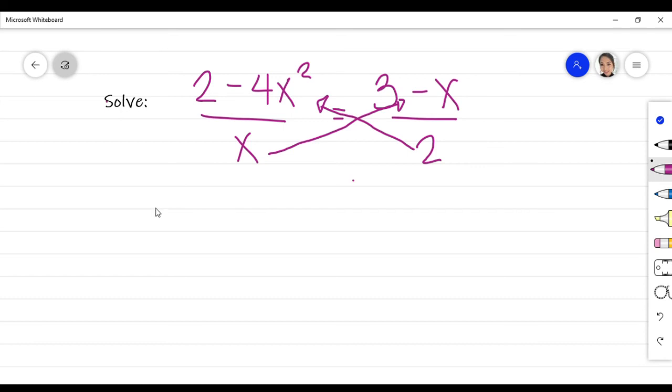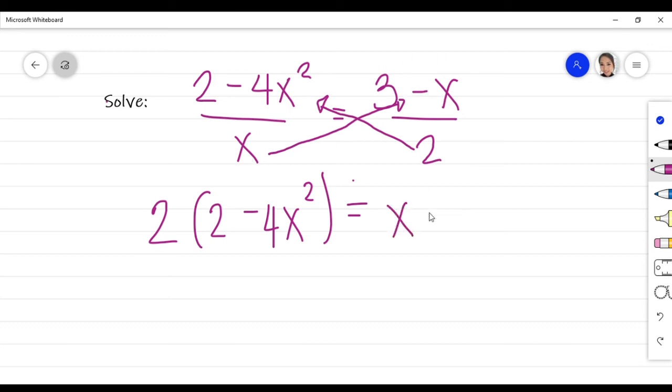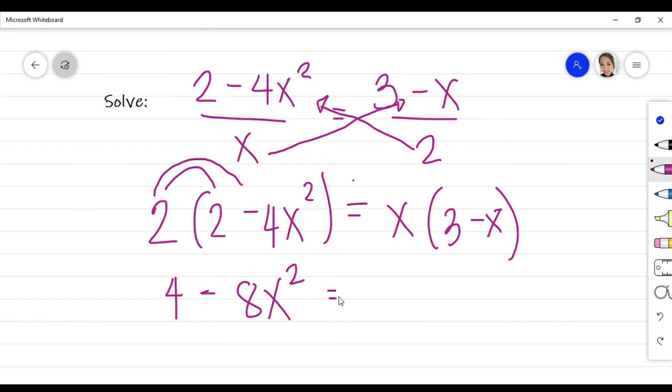So multiplying it, it will become 2 times the expression above, which is 2 minus 4x squared. Do not forget the equals sign. Then multiply x to this expression, so x times 3 minus x. That is cross multiplication: 2 times this and x times this one. So apply the distributive property. 2 times 2, that is 4. 2 times negative 4x squared, so negative 8x squared, equals x times 3, so that is 3x, and then x times negative x, so negative x squared.